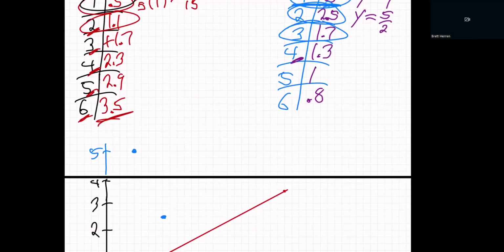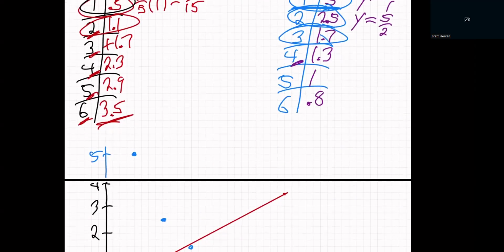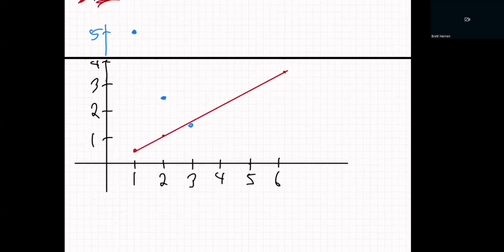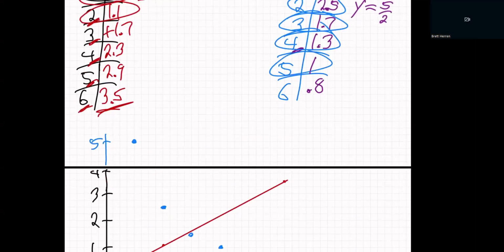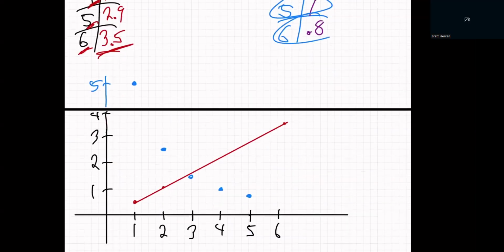Over 3, up 1.7. This one has a little more curvature to it. Over 4, up 1.3. That one is kind of coming down a little bit. Over 5, up 1. And so it's kind of flattening down. I'm off a little bit, but good enough. So it kind of comes down like that. That's generally what it does.